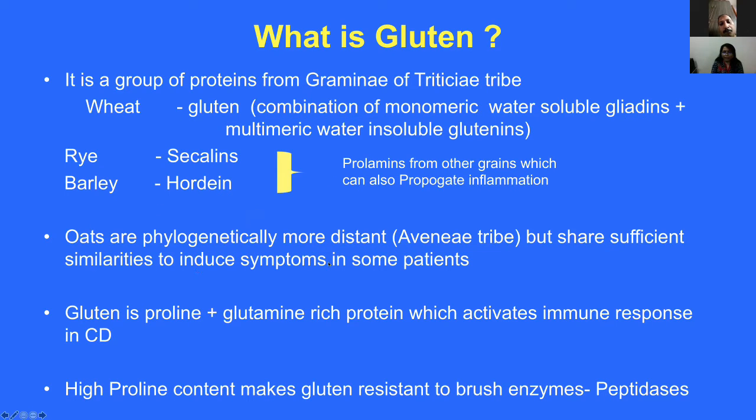Oats, although phylogenetically more distant, share some similarities which can induce symptoms in some patients. So gluten is basically made of proline- and glutamine-rich proteins, which activate the immune response in celiac disease. The high proline content makes the gluten resistant to the brush border enzymes, that is, peptidases. As this component is not metabolized by peptidases, a lot of gluten reaches the small intestine as a load, leading to injury to the intestinal mucosa. I will be telling how the intestinal mucosa is damaged by the presence of gluten.